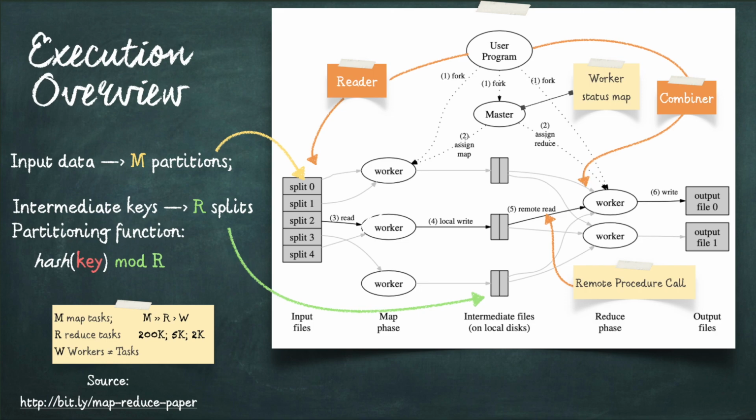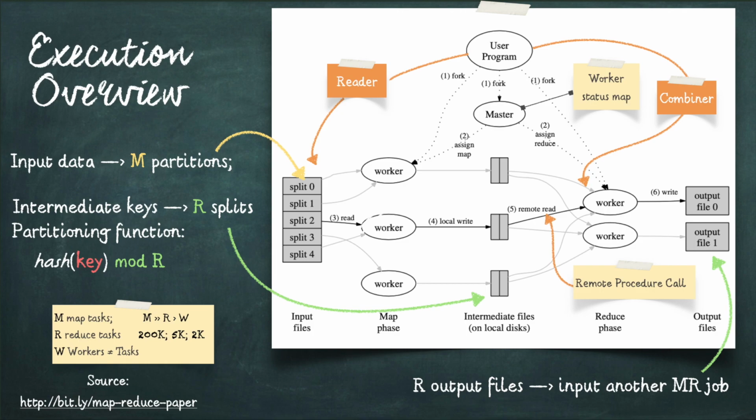And finally, the reducers write their results into r different output files. Once the execution is completed, there will be r different outputs produced. These files can be combined or not, and usually they're not, because they are also potentially the input for another MapReduce job. So this is the overall workflow execution.